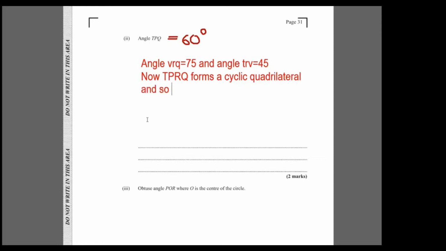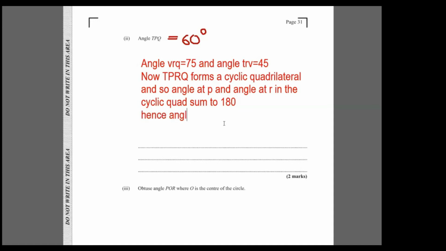And so the angle at P and the angle at R in the cyclic quad sum to 180. Hence, angle TPQ is equal to 180 degrees minus the sum of the 75 plus the 45. That's all you have to tell them. All right? And that's how we find angle TPQ.